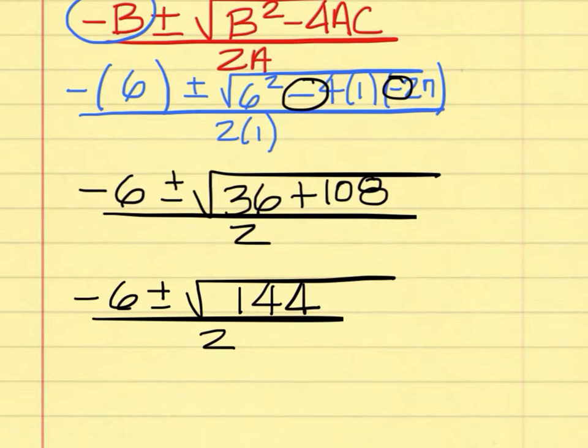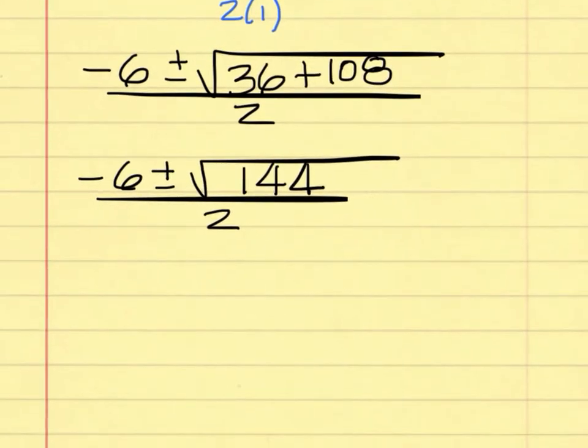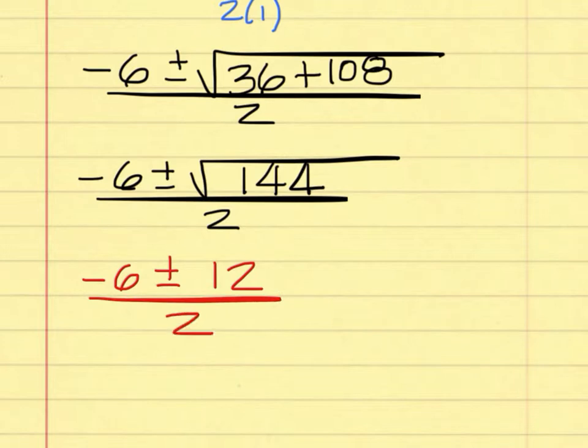Is 144 a perfect square? Yes. So we can write it as negative 6 plus or minus 12 over 2. The square root of 144 is 12.